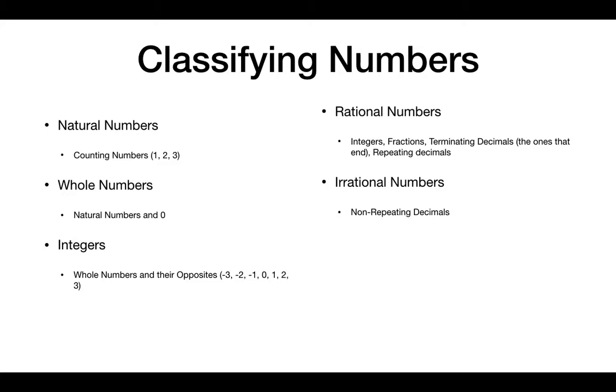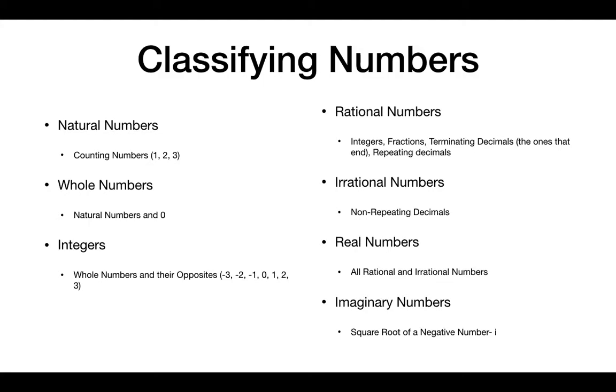Finally, we have what we call real numbers. Real numbers end up being all of the rational numbers and all of the irrational numbers combined. Every number that truly exists is real. And if we have the numbers that are real, we have to have one other type, which is imaginary. Now, we talk about imaginary later this year, but basically, imaginary numbers are square roots of negative numbers, or i.